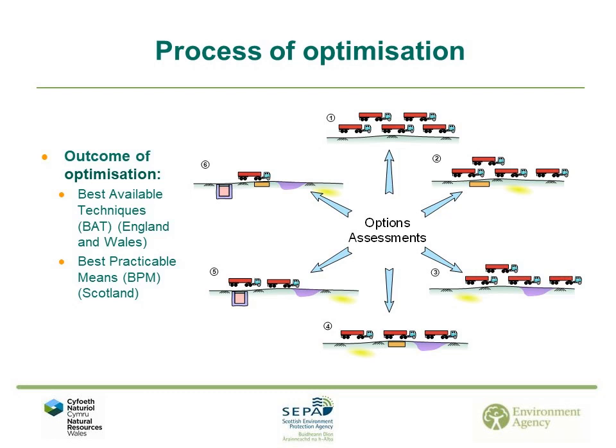The terms best available techniques in England and Wales and best practicable means in Scotland refer to the option that is identified from the optimization process.